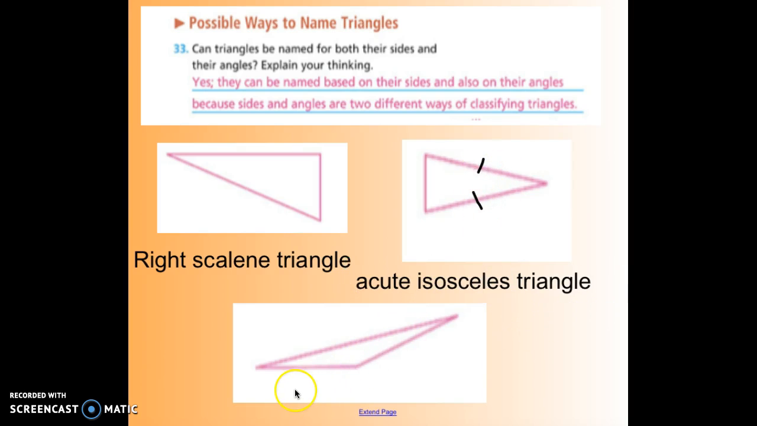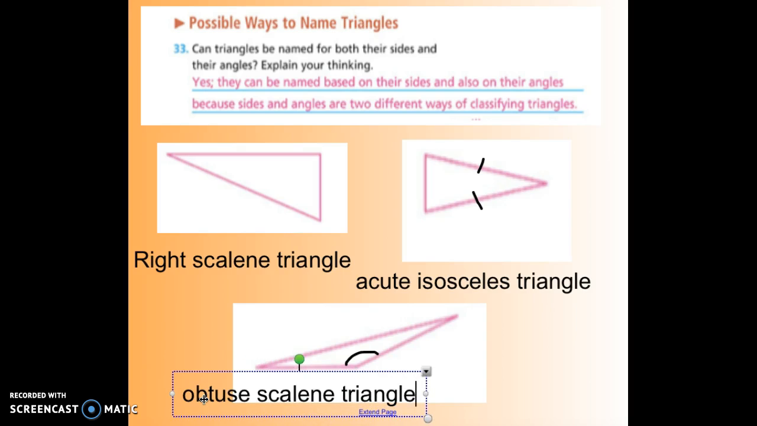All right, let's do one more. I look at this triangle, and none of these sides are the same, but I do notice that I have an obtuse angle right there. So when I name this triangle, I'm going to call it an obtuse scalene triangle, because none of the sides are equal. And that's how I name a triangle both by its angle and by its sides. That concludes our lesson on naming triangles.